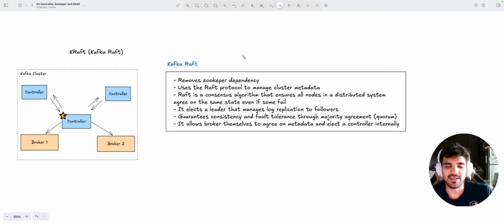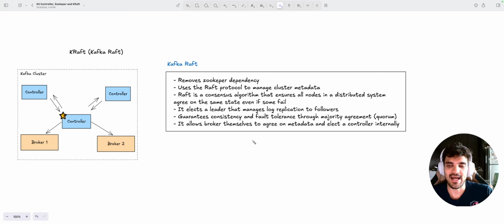Raft is a consensus algorithm that ensures all nodes in a distributed system will agree on the same state even if some fail. So there is an algorithm that makes sure it's all right. We have 10 nodes, we're going to agree on the same state. If one fails, we know how to agree. In this case, using KafkaRaft, the election of the leader that manages the log replication to the followers is conducted inside Kafka and not externally. That also helps guarantee consistency and fault tolerance through majority agreement. We call it a quorum.